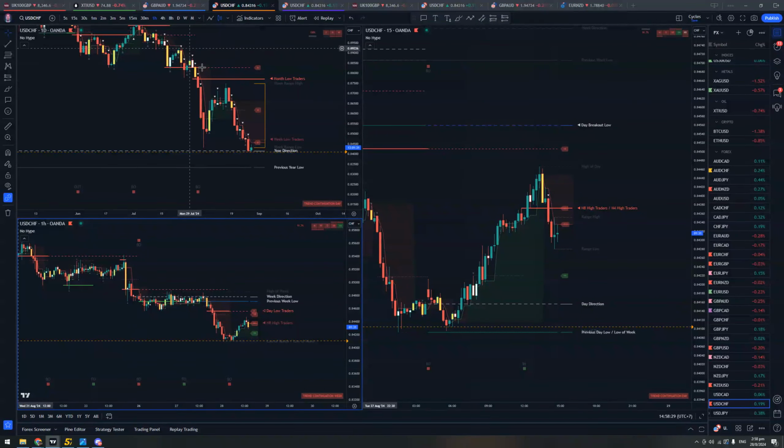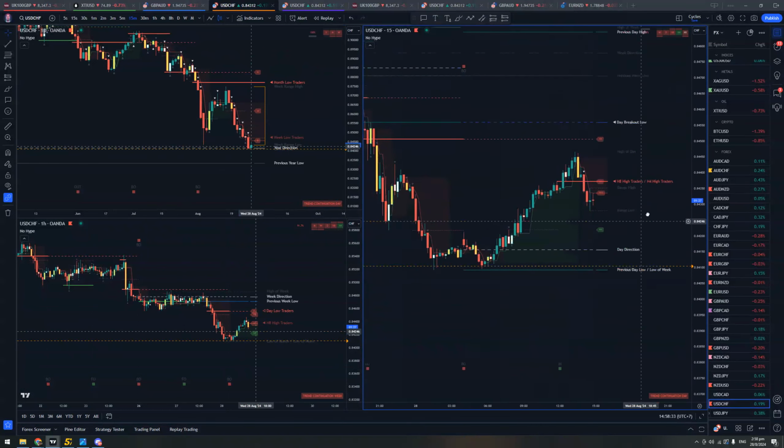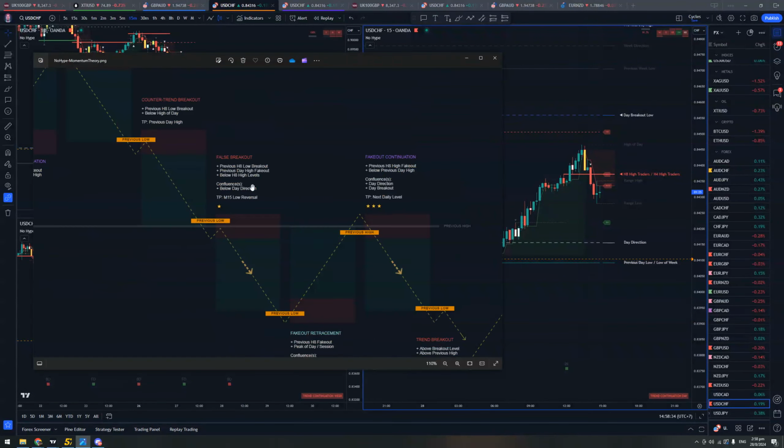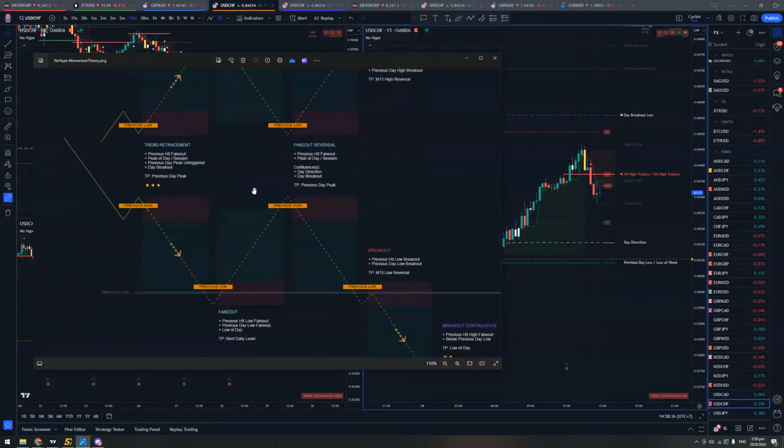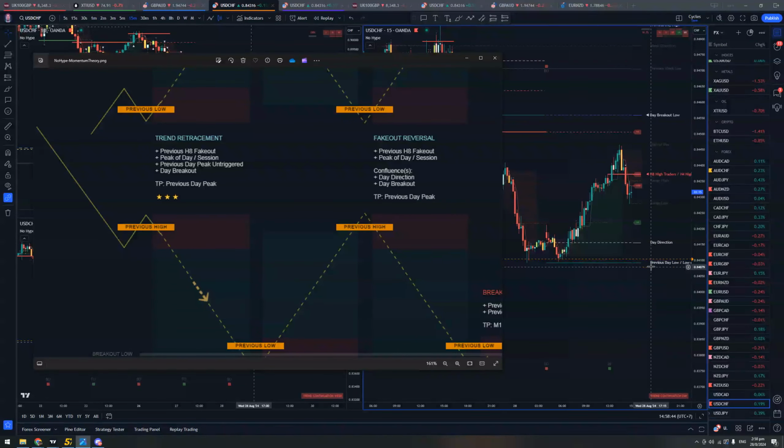So the market is strong, pushing down, and I'm looking for a trend retracement setup. Trend retracement setup, my favorite setup to trade on Forex. I require a previous H8 high fake out, got that, at the high of the day. Previous day's low is untriggered, did not touch the previous day low. Almost did, but I can see in my indicator here that it did not trigger the high or the low.